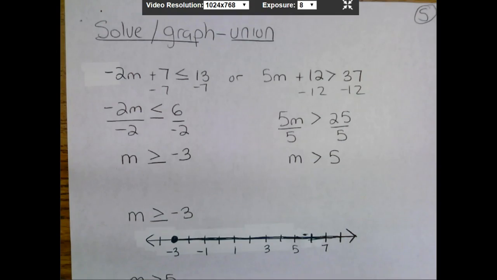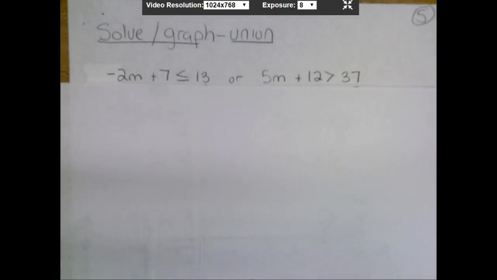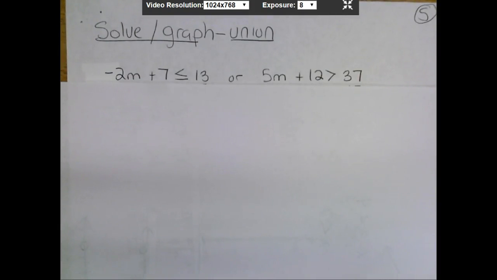So there's an example. I also want to show you a union here as well. So here this is going to be more like the problems you get. Let me cover some of these up here first. So here we have this condition. It says solve this inequality. So we have an OR. We have negative 2m plus 7 is less than or equal to 13, or 5m plus 12 is greater than 37. So we have those two conditions.